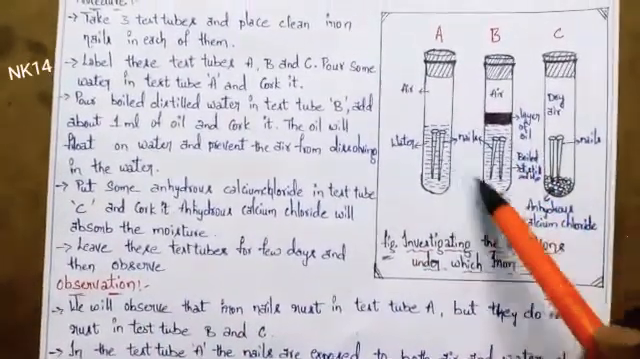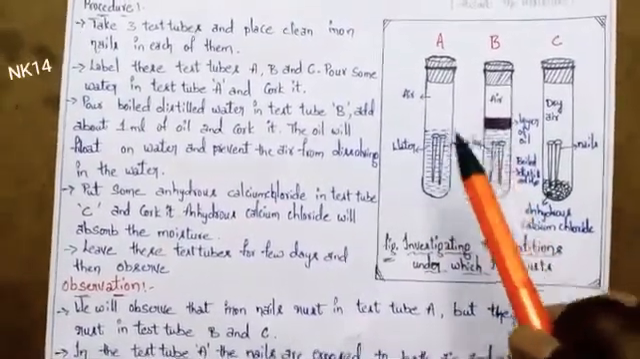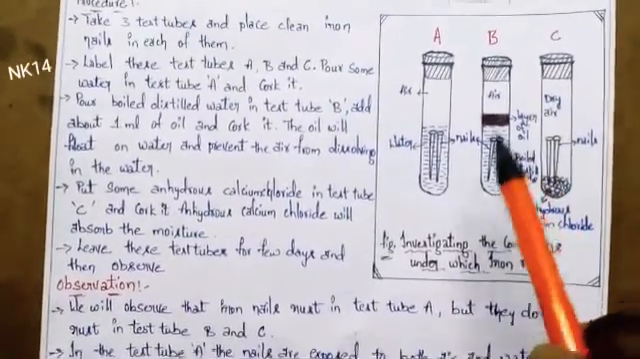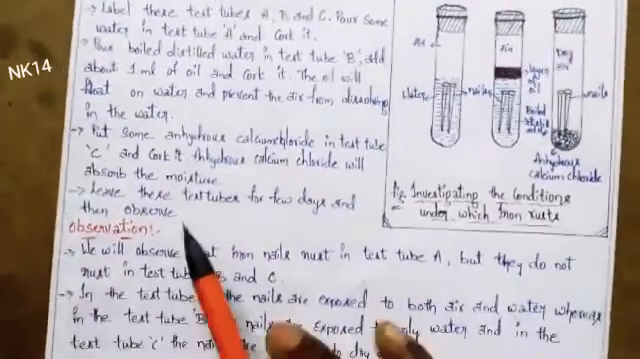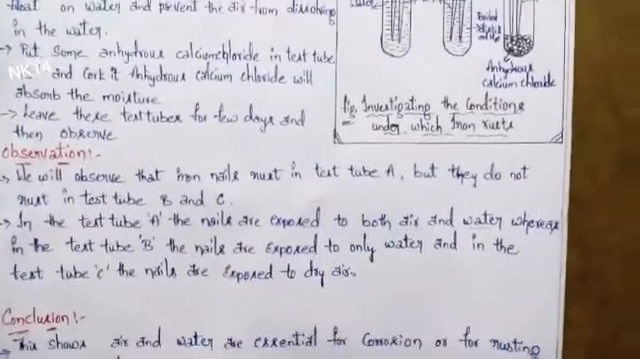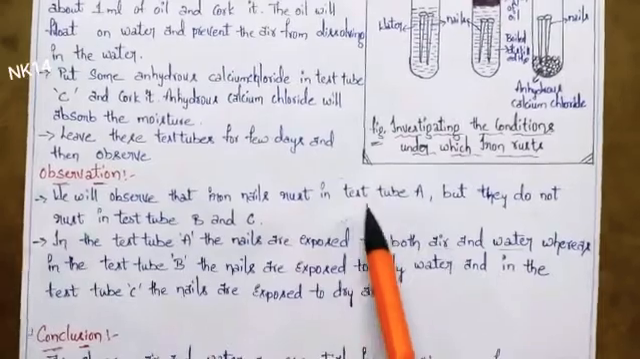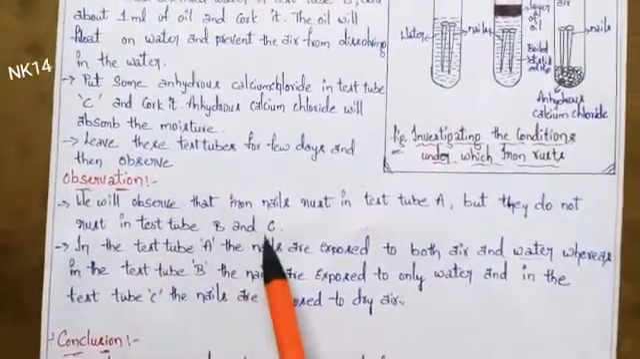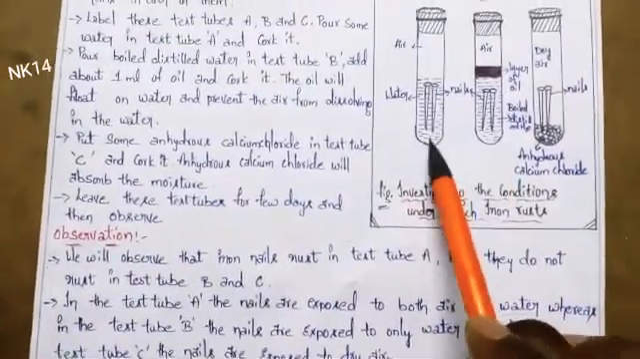So after placing all the materials we have taken, leave the total apparatus for a few days and observe what you are going to see. Let's check the observation after a few days. We can observe that the iron nails rust in test tube A, but they do not rust in test tubes B and C. So friends, in test tube A, the iron nails are getting rust.